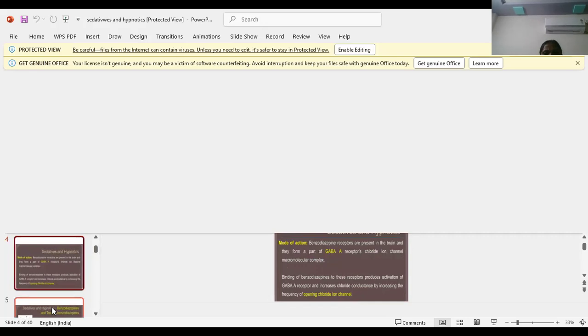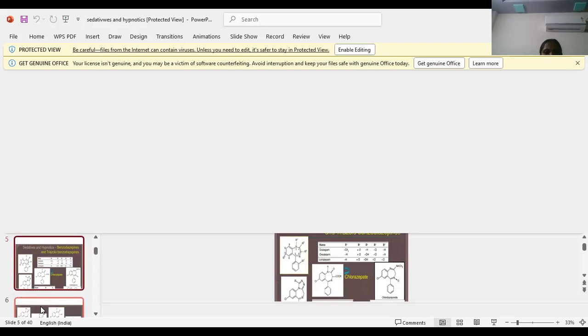Next, coming to the mechanism of action. Benzodiazepine receptors are present in the brain and they form a part of the GABA A receptor ion channels. Next, these are the structures of benzodiazepine. In the benzodiazepine structure, we have a benzene ring fused with a 7-membered ring system along with 2 nitrogens present at the 1 and 4 positions. That is the general structure of benzodiazepine.